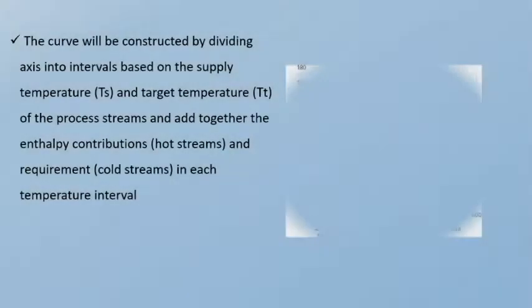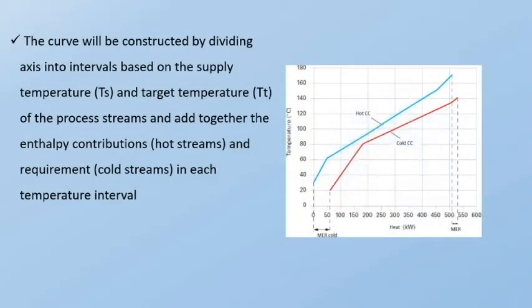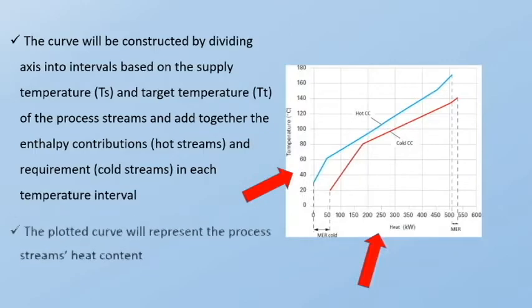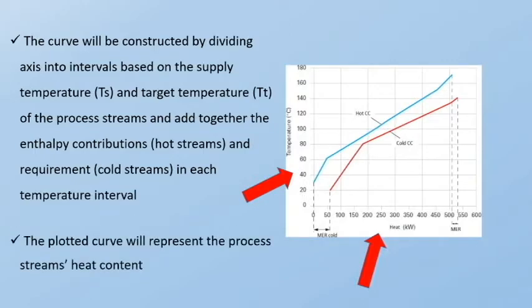To give more detail, the curve will be constructed by dividing the axis into intervals based on the supply temperature and the target temperature of the process streams, and adding together the enthalpy contribution of the hot streams and the requirement of the cold streams in each temperature interval. The plotted curve will represent the process streams' heat content.